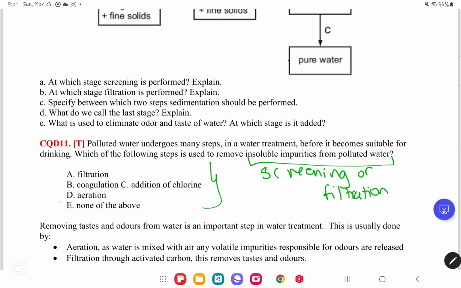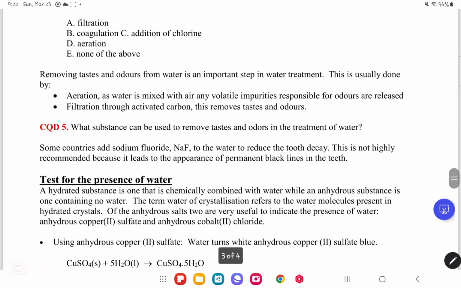As you can see, you have filtration, this could be an option. Coagulation, we didn't discuss the addition of chlorine because the addition of chlorine happens in sterilization. Aeration, no, none of the above, no. So the answer is A, filtration. Okay, we move on to this.